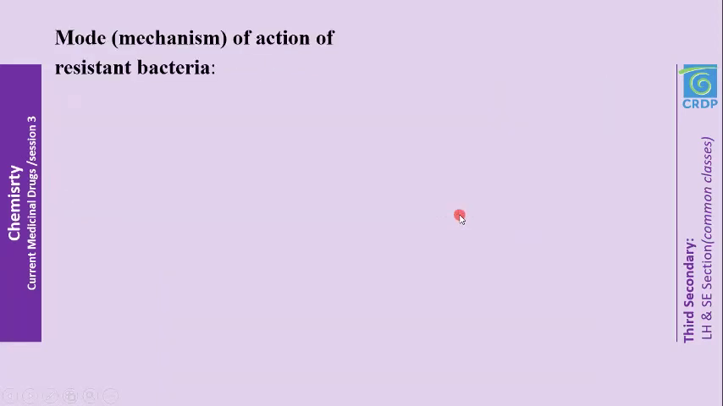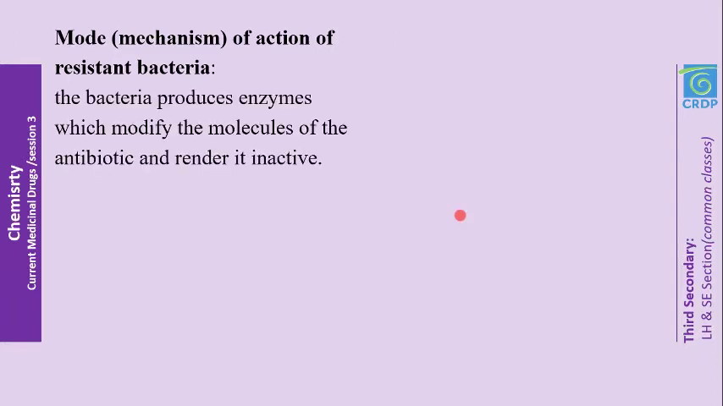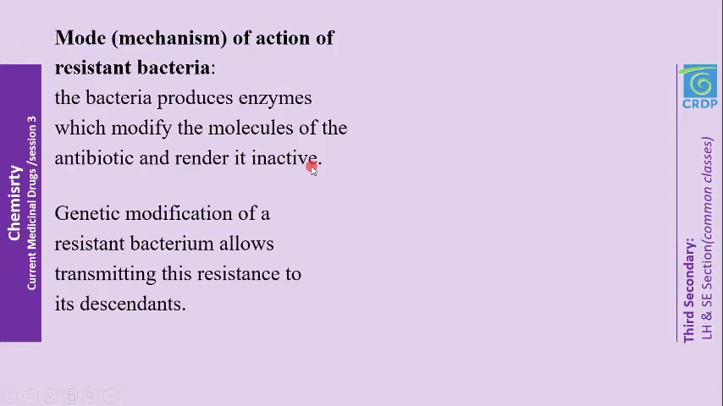Like any kind of bacteria, the resistant bacteria has its own mode of action. The bacteria produces enzymes which modify the molecules of the antibiotic and render it inactive. Genetic modification of a resistant bacterium allows transmitting this resistance to its descendants.